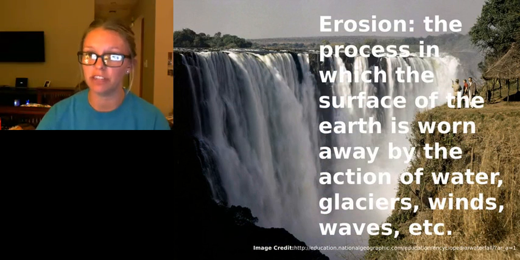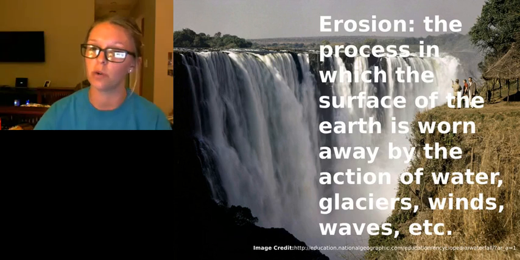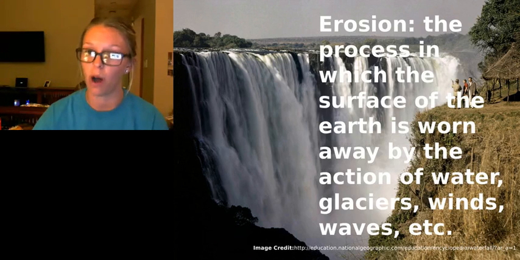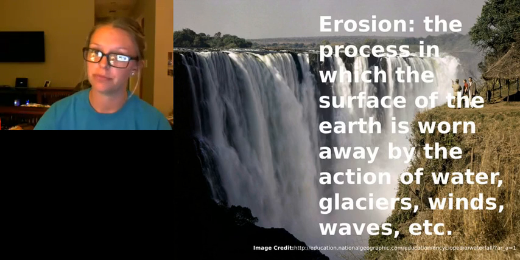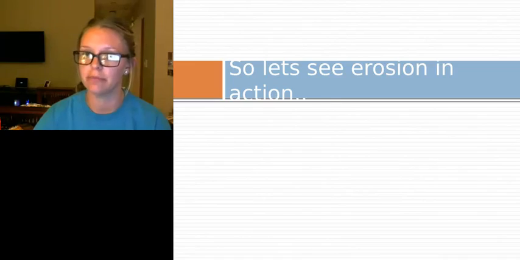So the formal definition of erosion is the process in which the surface of the earth is worn away by the actions of water, glaciers, wind, wave, and many more. So let's see what erosion looks like in action.